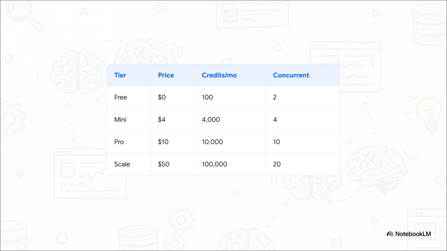Need more? The pro plan is $10 for 10,000 credits and 10 concurrent requests. It goes all the way up to the scale plan for high-volume data needs at $50 a month. And here's the best part. If you run out of credits, requests simply return an insufficient funds error. They will never auto-bill you for surprise overages.